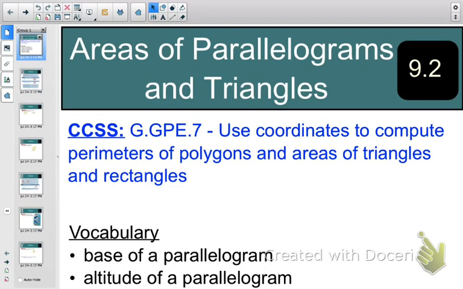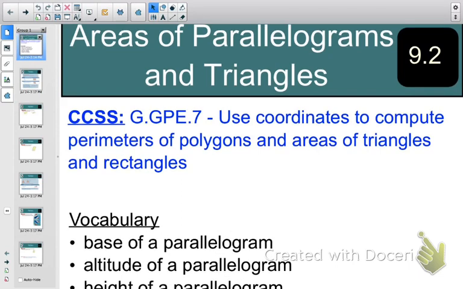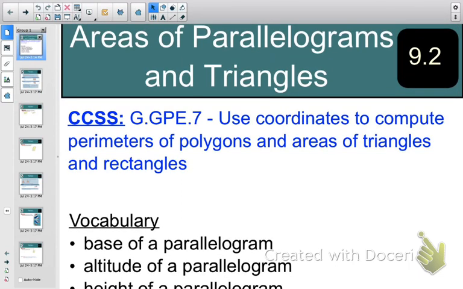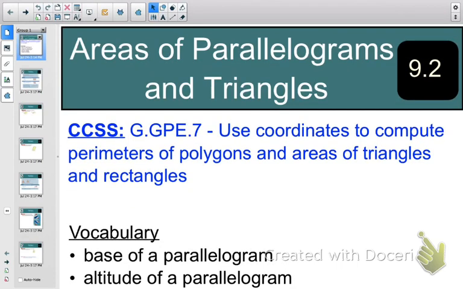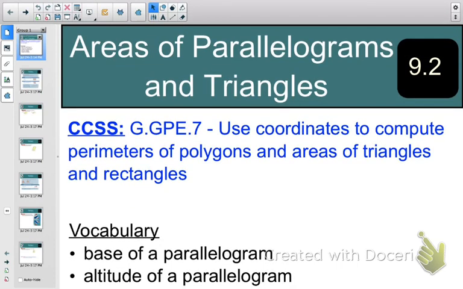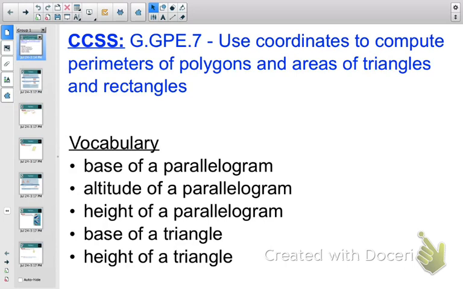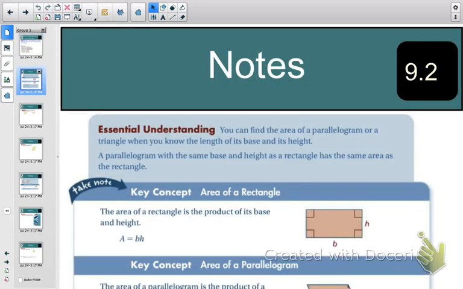What's cracking? Here we are today to do areas of parallelograms and triangles. So last time we talked about areas of triangles and rectangles, and now we're going to talk about some parallelograms. So vocab: base of a parallelogram, altitude, height, base of a triangle, height of a triangle. We also talked about circles last time.